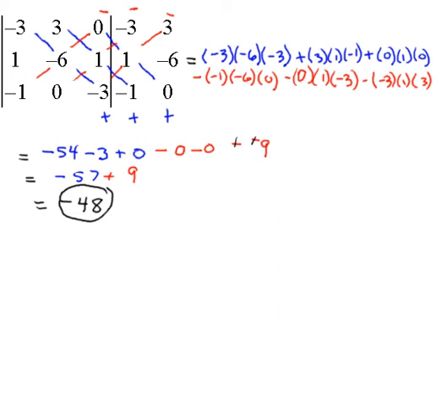So we've done a couple examples of that. We found the determinant of a 2 by 2 matrix and the determinant of 2 of the 3 by 3 matrices. And this process again is called finding the determinant using its definition.